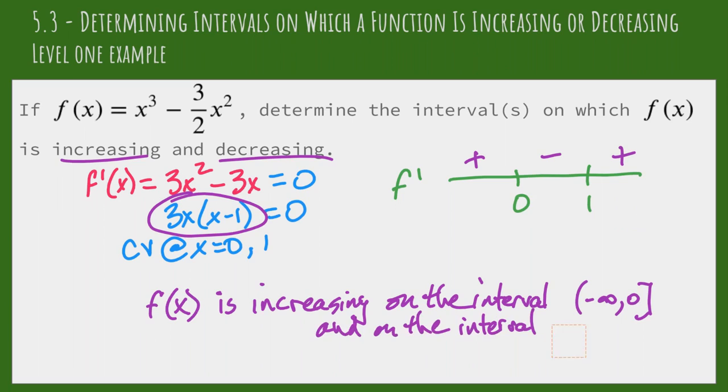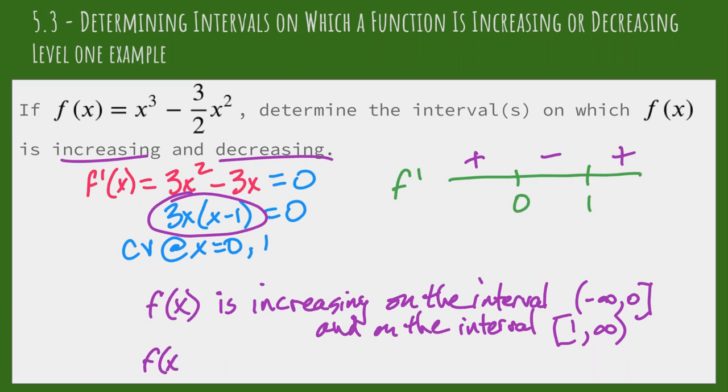So that's going to be, we're going to include 1. So from 1 to infinity. Remember, infinity is always an open interval. And the reason is there is no number at infinity, so we can't include infinity. Then we go to the decreasing part.